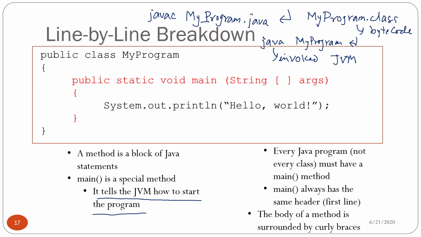If you have multiple classes in your program, even then you are required to have at least one main method. You can have more than one main method, one in each class, but you should have at least one main method. Every Java program, not every class, must have a main method. So in your program you should have at least one main method in at least one class. The body of the method is surrounded by curly braces, which is similar to the way we define a class.